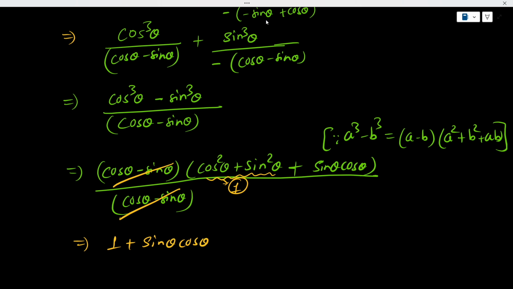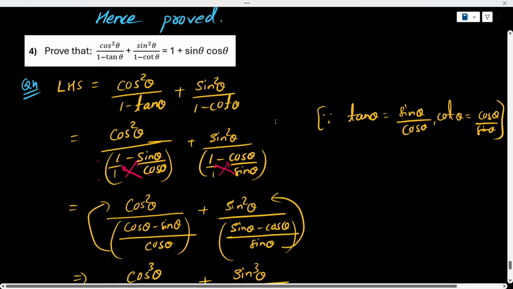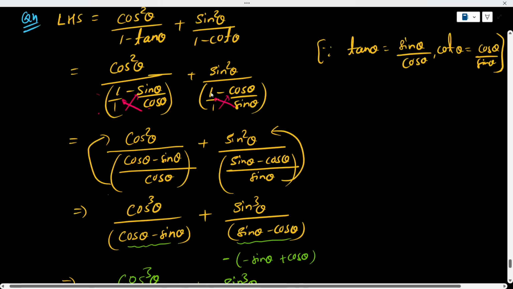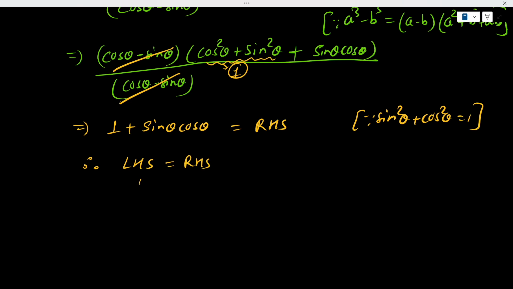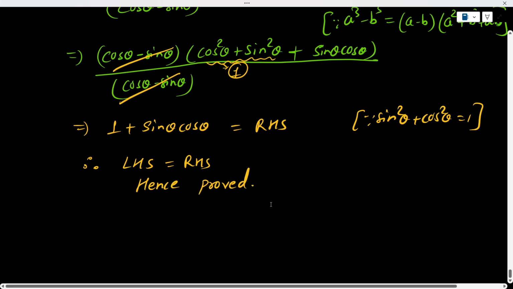Now this is nothing but your right hand side here. We needed to prove 1 plus sin theta cos theta, and we got this 1 plus sin theta cos theta, which is equal to the right hand side. Therefore we conclude the left hand side. Here you have used the identity sin square theta plus cos square theta is 1, right? So left hand side is equal to right hand side, hence proved. So again you have proved one more identity. You have to see how you are going to reach the right hand side.